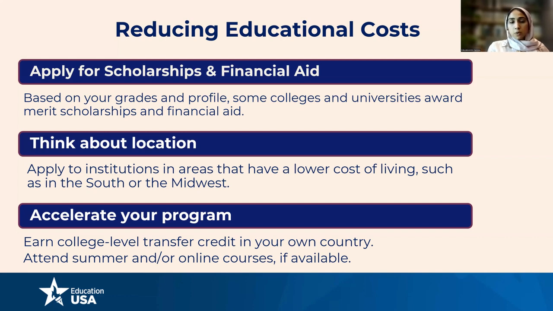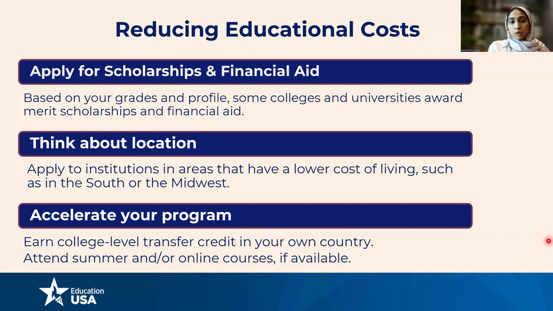Based on your grades and your profile, some colleges and universities award merit-based scholarships and financial aid. If you need to research scholarships, I recommend you go on the website of the university that you want to apply to, look at the different scholarships they're offering, and then apply not just to one, but you can also apply to more than one scholarship if you qualify for them. And then think about location, applying to institutions in areas that have a lower cost of living, such as in the South or the Midwest.